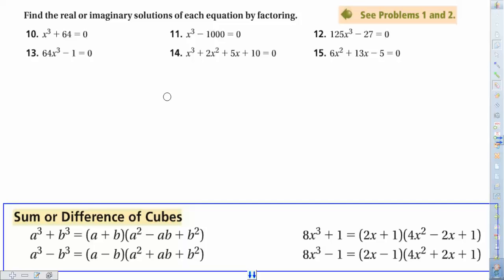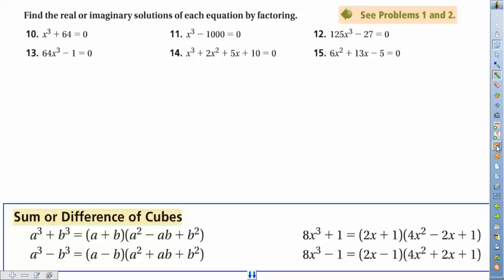Number 10. Number 10 can be factored, if you look carefully at it, as a sum of two cubes. Okay. Number 11 is going to get factored as a difference of two cubes. Notice the small differences between the two when you get factored. Notice the plus signs and minus signs when they factor as their first step. So that's one thing I'd like you to point out here first.